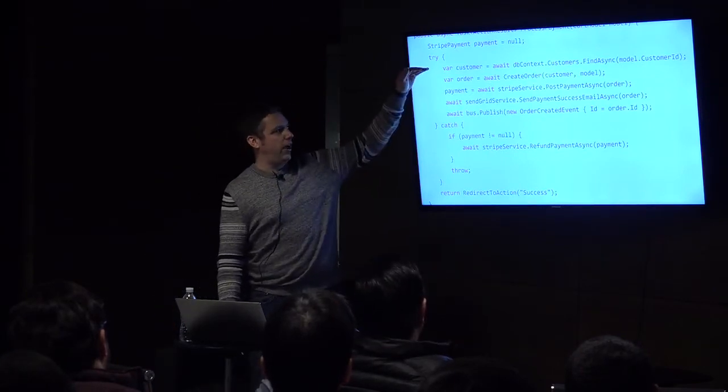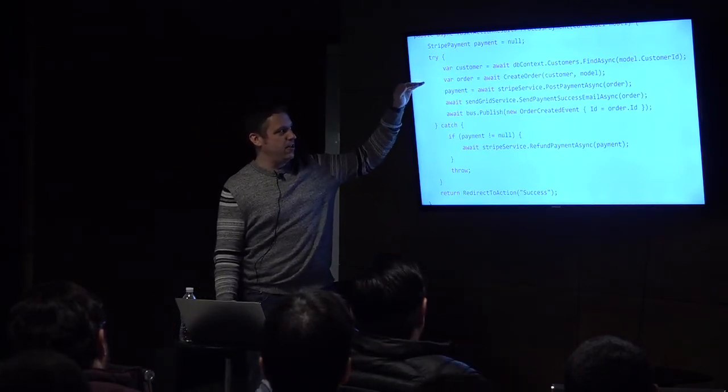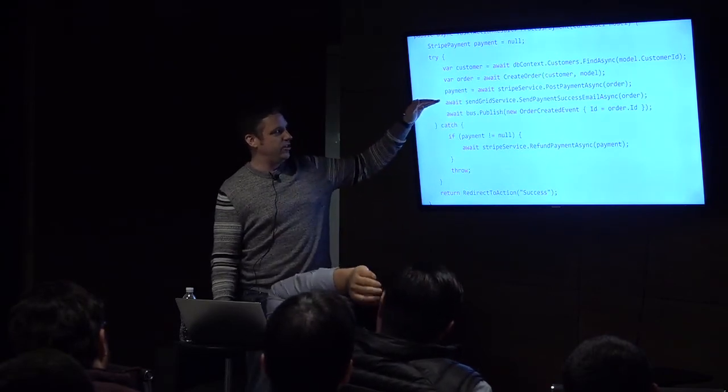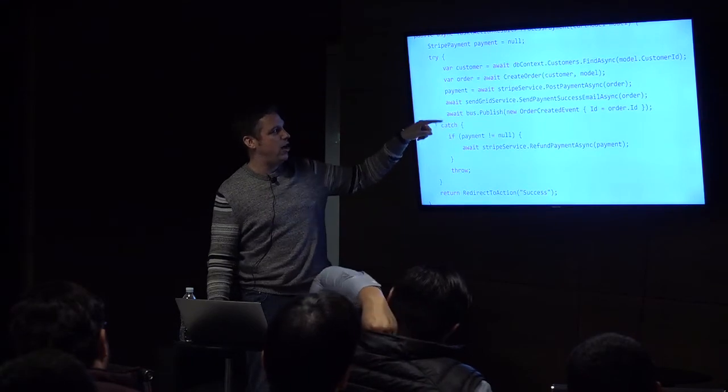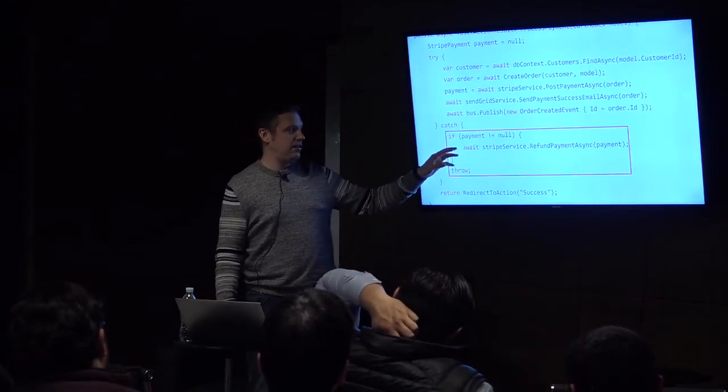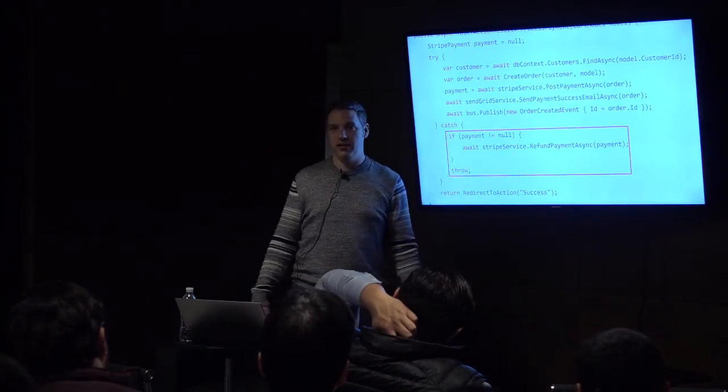So for us, that means we can do something like this. We do our normal take the customer, insert the stuff, call Stripe, but now we capture the payment information here, call SendGrid, call bus.publish. But if something goes wrong here, then in the catch block, if we actually posted the payment, then I'll say Stripe refund.